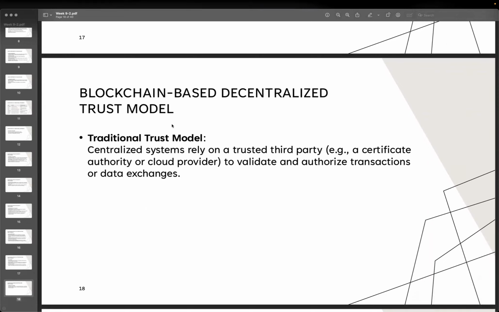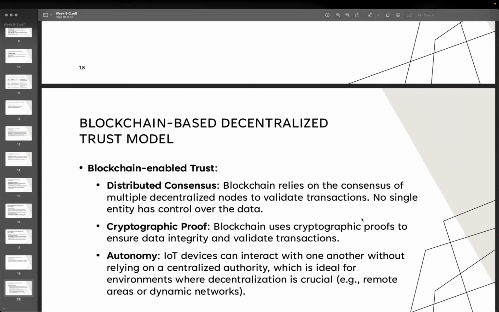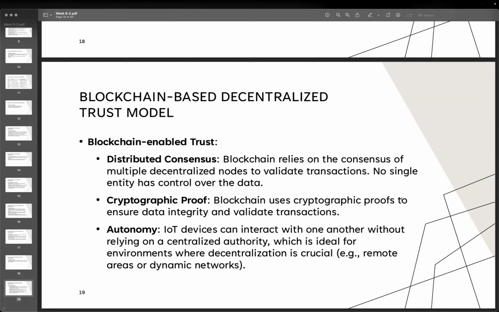If we do it using blockchain-enabled trust, the first is distributed consensus. The blockchain relies on the consensus of multiple decentralized nodes to validate transactions, so no single entity has control of the data. Also cryptographic proof: we can use cryptographic proof to ensure data integrity, validate transactions, and provide autonomy. And then the IoT devices can interact with one another directly.